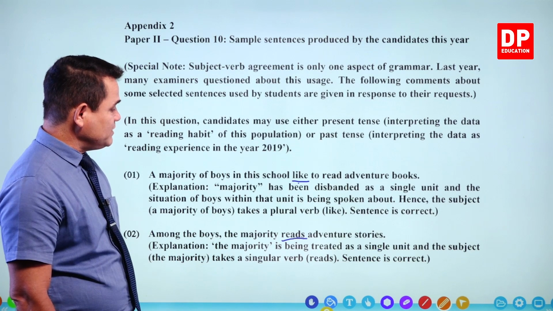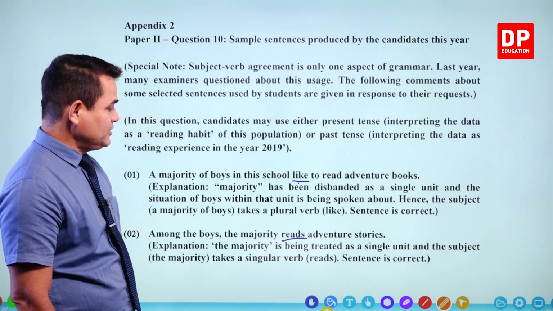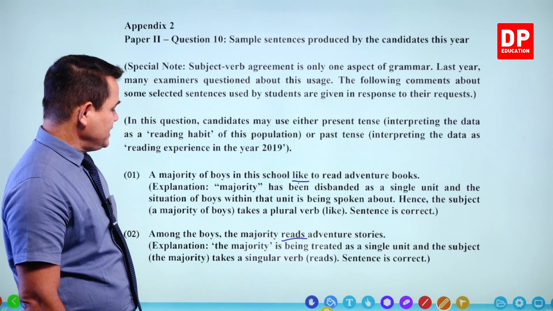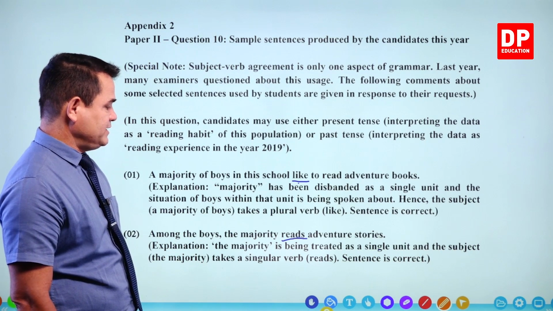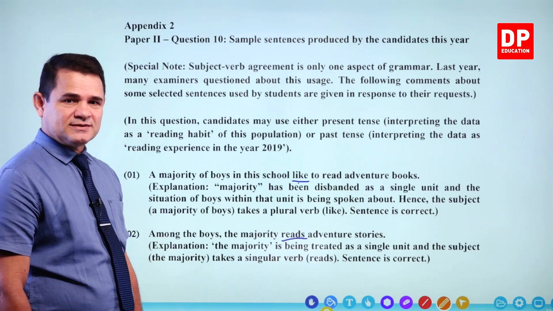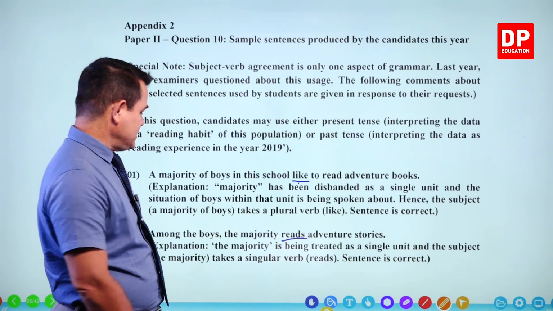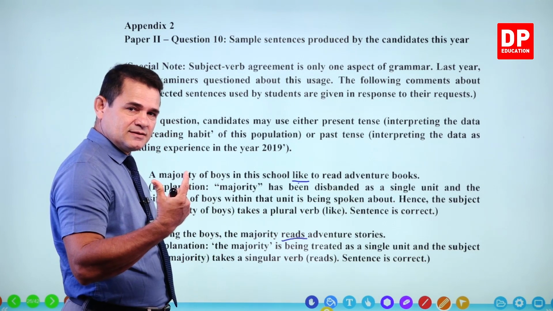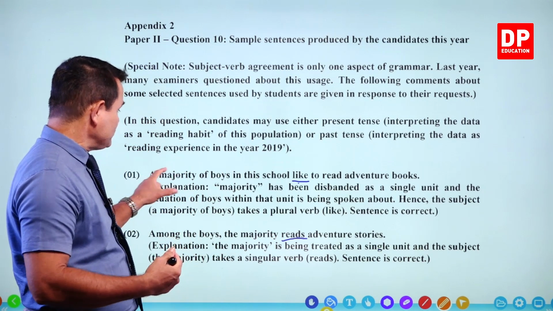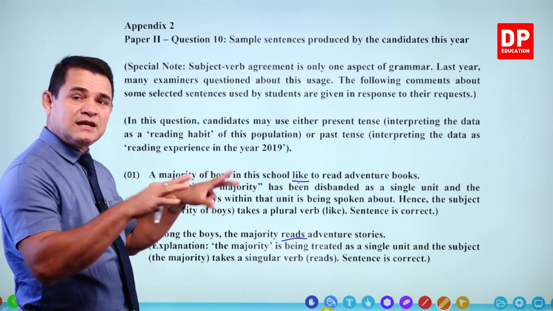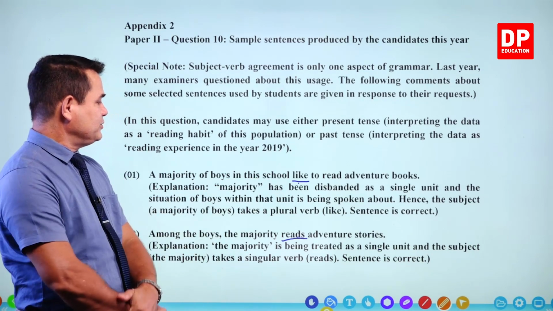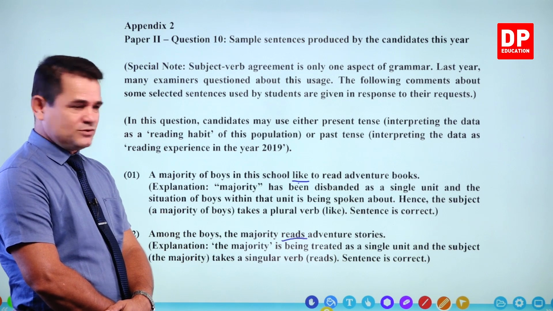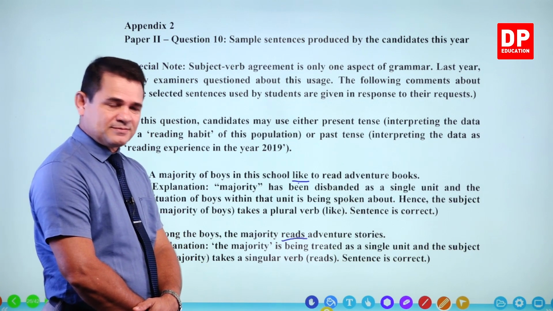The majority is being treated as a single unit and the subject, the majority, takes a singular verb, reads. Sentence is correct. Then majority is taken as a singular unit. මේ majority කියන්නේ එක ඒකකයක්. මෙතනත් එහෙම තමයි. නමුත් මෙතන කතා කරන්නේ ඒ තුල ඉන්න boys ලා ගැන ගොඩක් ගැන. එතකොට you take plural form. And don't get it confused. Hope it is very clear.